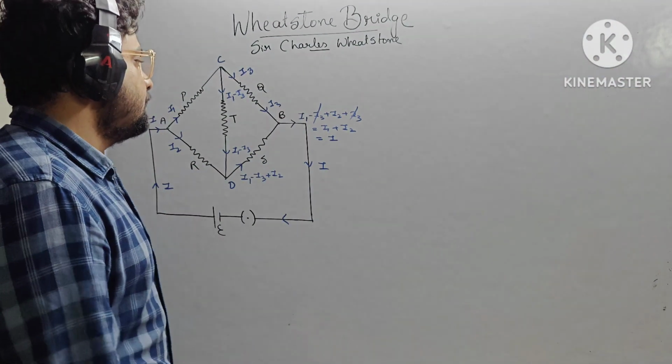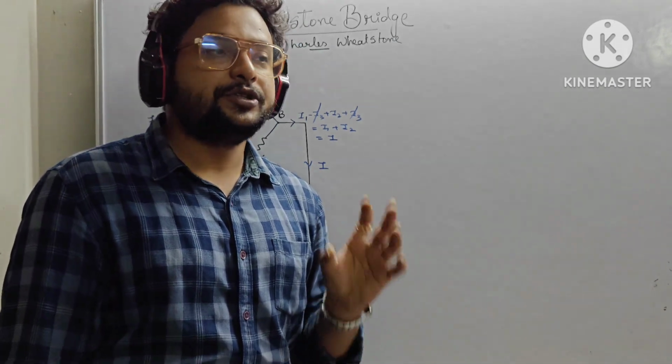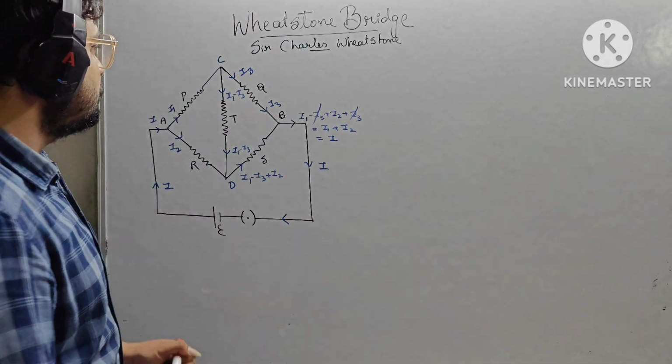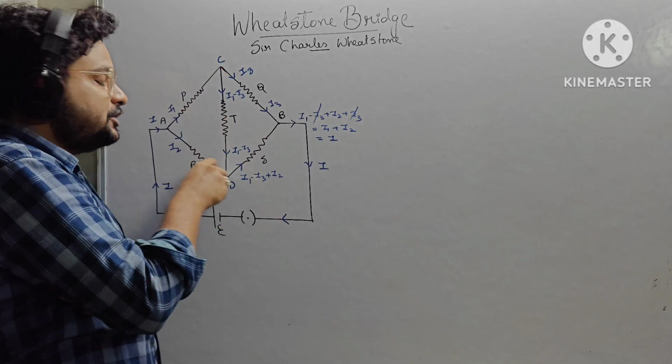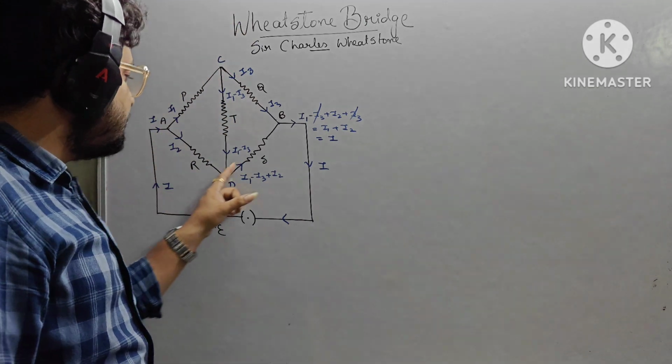Fine. Now students, some of you have a confusion. I have seen that they ask me, sir, why is current flowing from C to D? Why is this current branching and why is this current not branching?